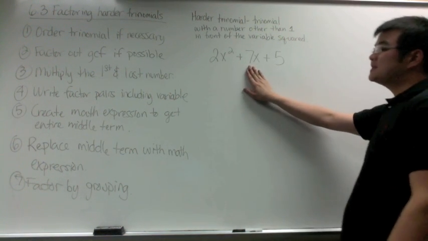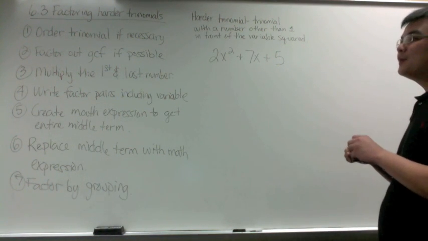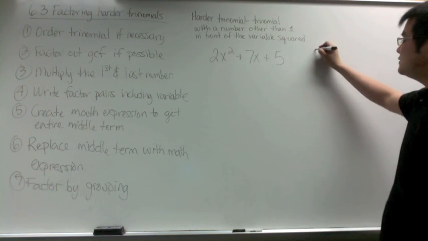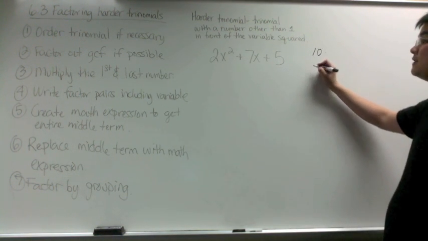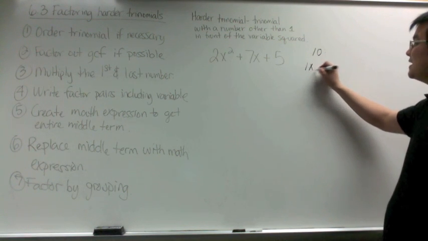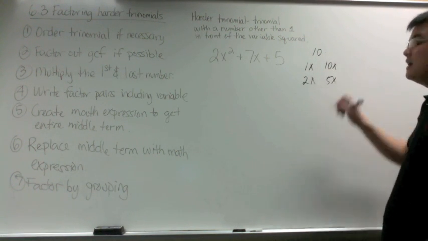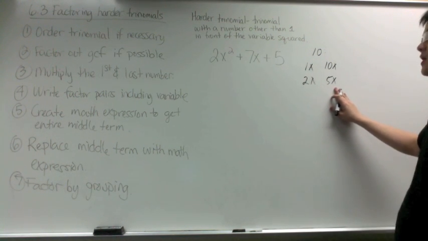So in our first example, we're going to skip the first two steps because they don't apply, and we're going to multiply the first and the last number, which is 2 and 5. 2 times 5 is 10. Now we're going to write the factor pairs including the variable this time. So we have 1x and 10x, and 2x and 5x. In our previous lesson, we did not include the variables because we were dealing with basic trinomials.